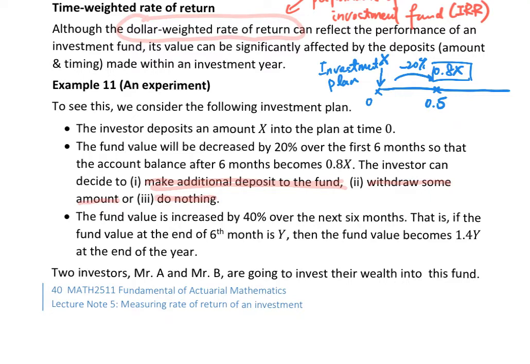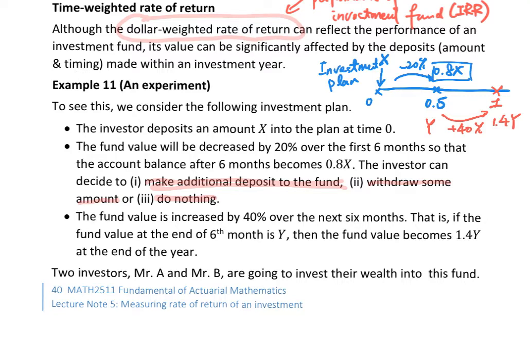Now you are also given that whatever he does, in the coming 6 months, which is between 0.5 and 1, the fund value will increase by 40%. That means whatever amount you have at time 0.5, at time 1 your fund value will increase to 1.4y. So this is what happens to this fund.